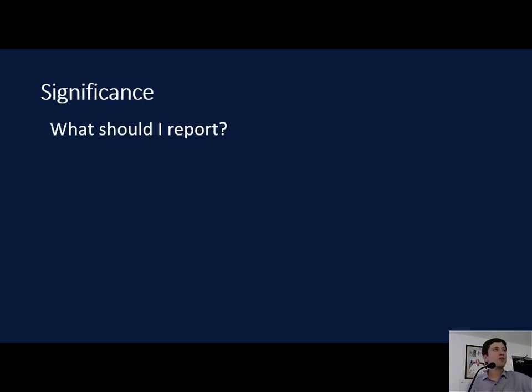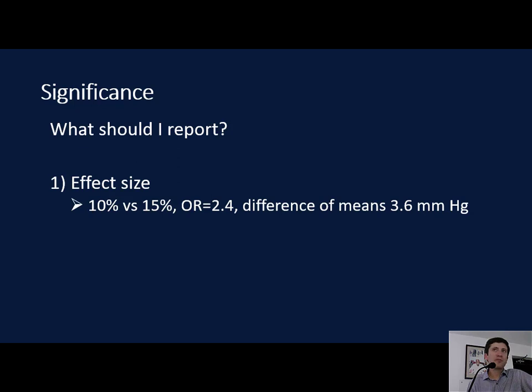So we have all of these ways of summarizing data, but what do you report when you're writing a paper? Certainly you don't report them all. Rarely do we see the mode reported in a paper, for example. So it's important to report an effect size. So an effect size could be 10% versus 15%, 10% of people followed up versus 15% after our intervention. The odds ratio was 2.4. We'll talk about odds ratios in a few minutes. There was a difference in the mean IOP of 3.6 millimeters of mercury. These are all effect sizes.